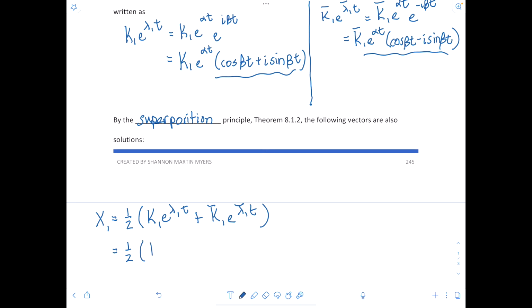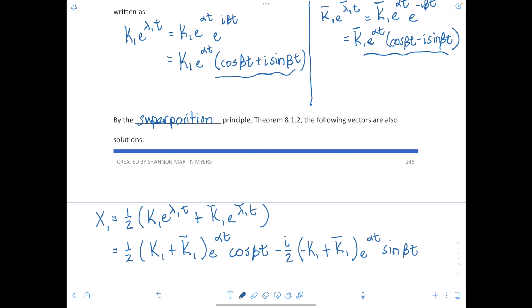1/2 times, we'll factor out the K1 and K bar 1 vectors. We'll have an e to the alpha t cosine beta t, and then we'll have minus 1/2 i, or i over 2, times vector K1, and that one will be negative, plus K bar 1. And then, of course, we'll have e to the alpha t times sine beta t.